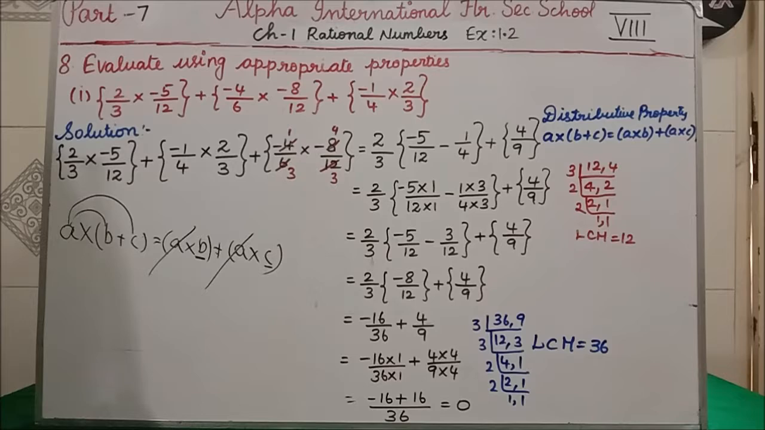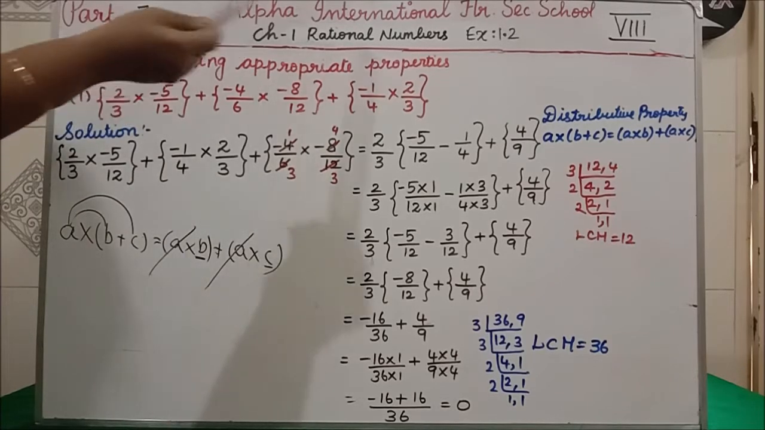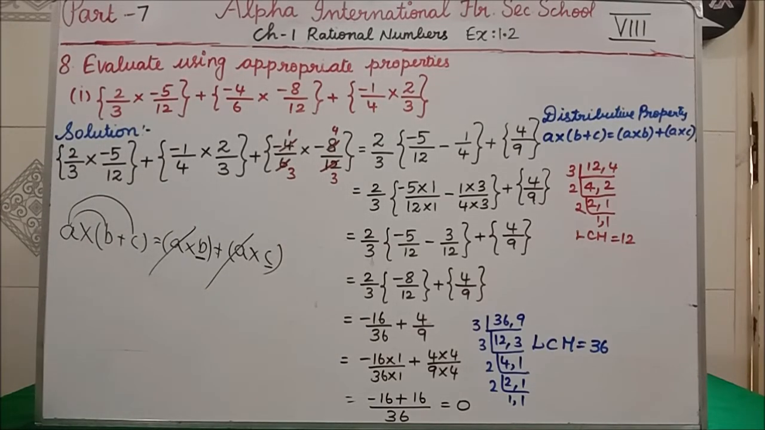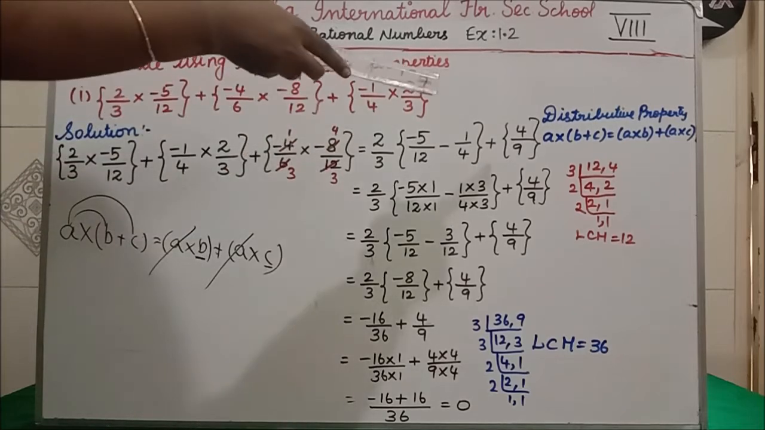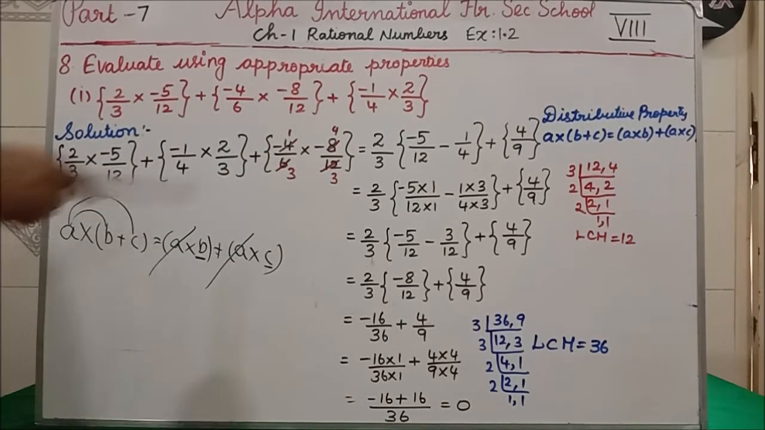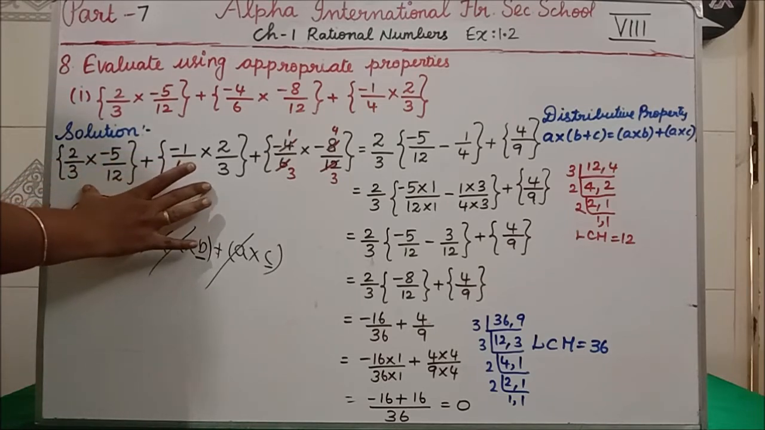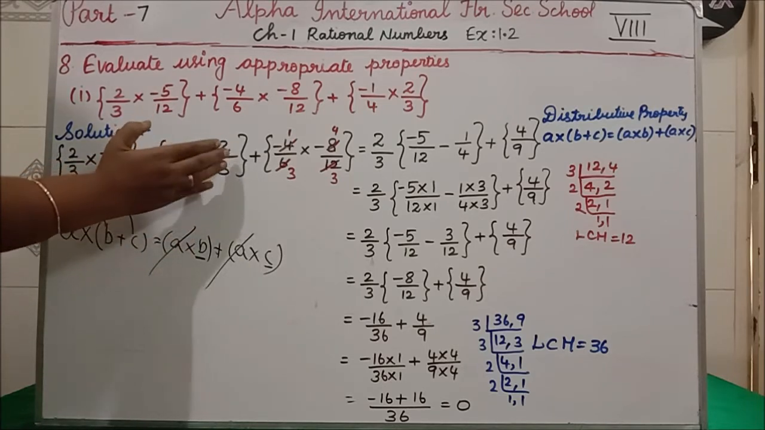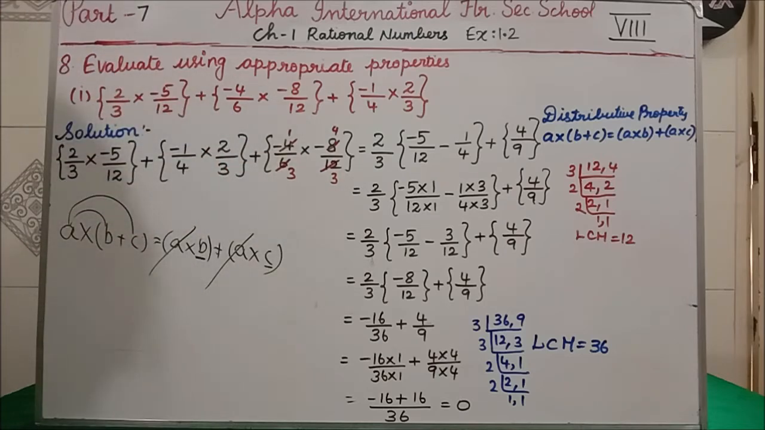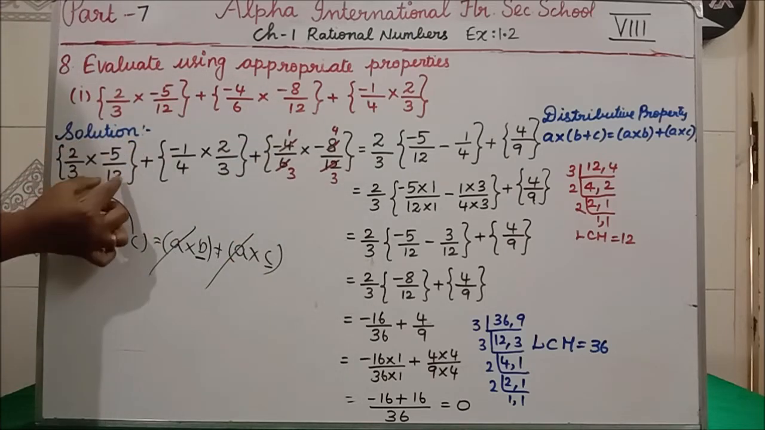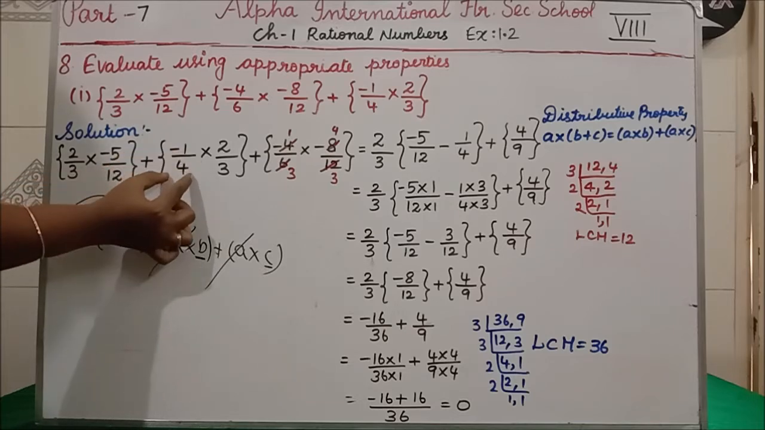Now, in the question they were saying to use the appropriate property. Whatever property you are going to use, you can do with that, they were saying. But you have to write what property you have used, on this side. Clear? Now this is the distributive property, so I have written the property on the side. Clear, students? Now up to this is over. From the first two terms, 2 by 3 is common, so we have taken 2 by 3 out. The remaining term here is minus 5 by 12. Here the remaining term is minus 1 by 4.